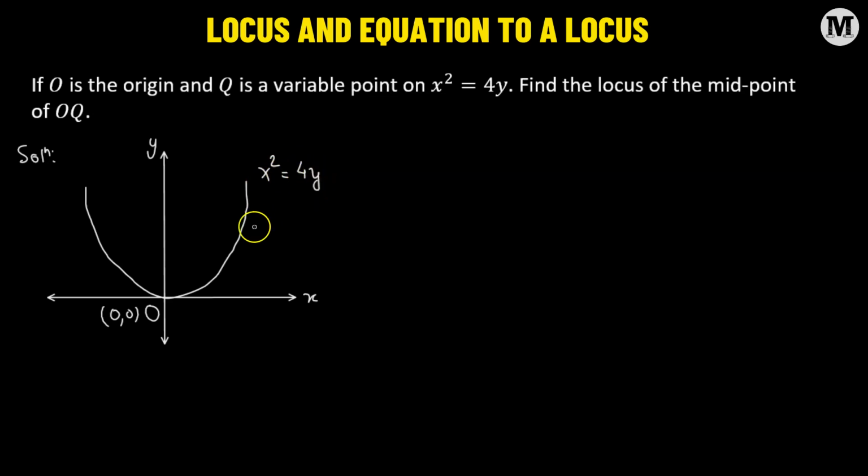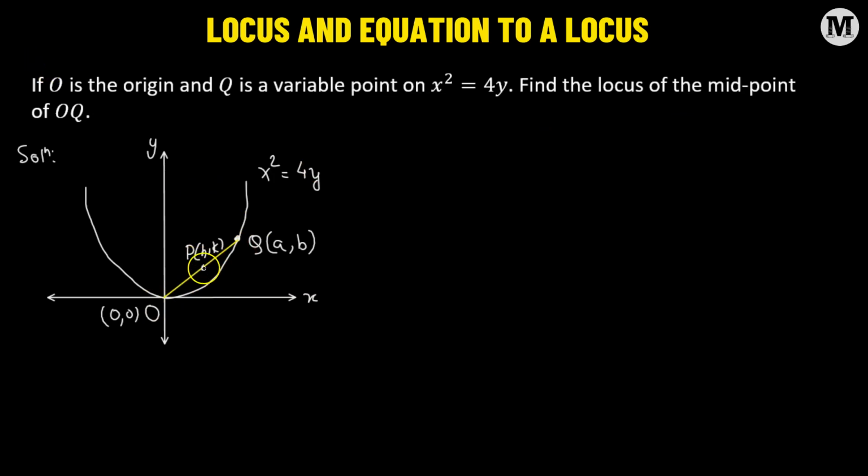Now we're going to consider a variable point Q. Let's suppose the coordinates of this particular point Q are (a, b). Now let's join point O and point Q. Once we join O and Q, we have the midpoint, which we're going to name P with coordinates (h, k). Our goal will be to find the locus of that midpoint of OQ, that means the locus of the point P.